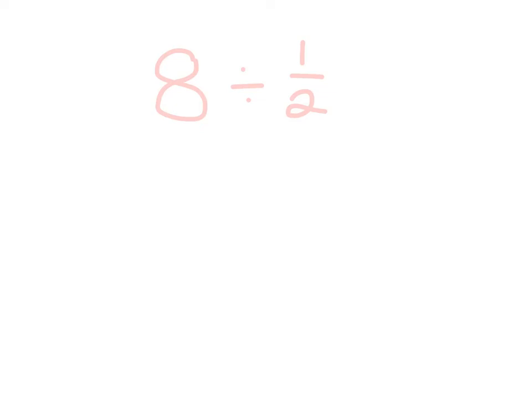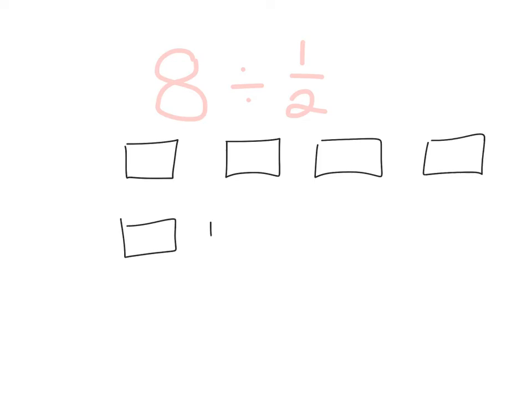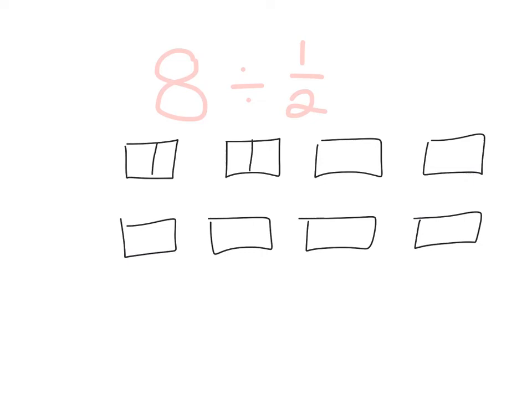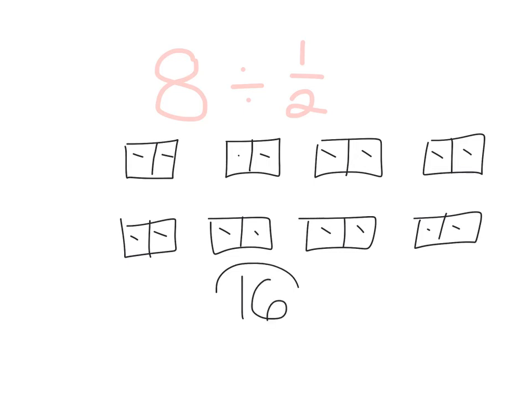Now we have 8 divided by 1/2. So I'm going to draw my 8 wholes. 1, 2, 3, 4, 5, 6, 7, 8, and I'm going to find how many 1/2's divide into 8. How many 1/2's fit into 8? There we go. So I'm going to make all my halves, and then I need to count them up. There's 1, 2, 3, 4, 5, 6, 7, 8, 9, 10, 11, 12, 13, 14, 15, 16. 8 divided by 1/2 is 16.